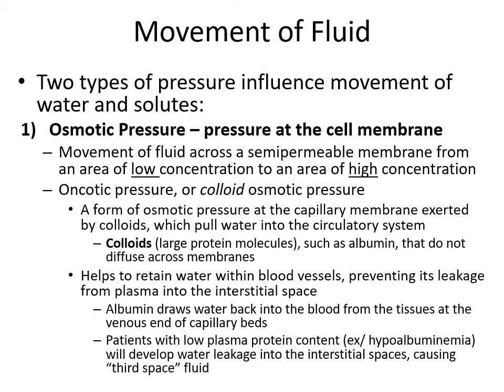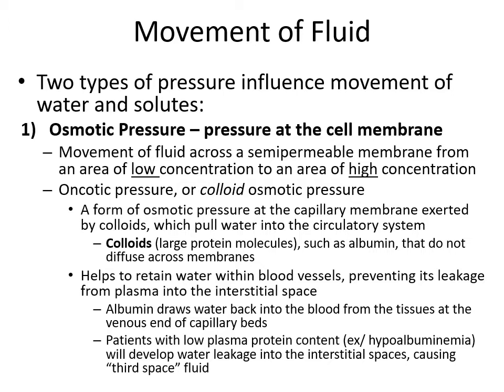So we have what's known as oncotic or colloid osmotic pressure. This is a form of osmotic pressure at the capillary membrane exerted by colloids, which pull water into the circulatory system. This is what holds water in your blood vessels. When we're referring to colloids, these are large protein molecules. The most famous colloid you're probably familiar with is milk. In this case, the protein molecule is albumin, which is too large to diffuse across the membranes, and so it pulls water back in to dilute the albumin in your blood. This helps to retain water within the blood vessels, preventing its leakage from plasma into the interstitial space.